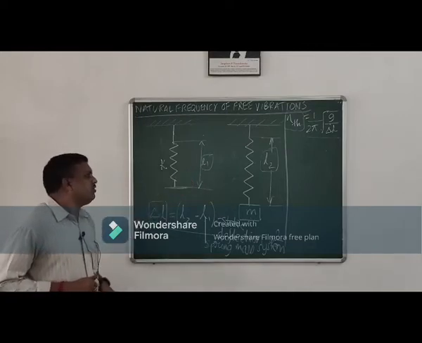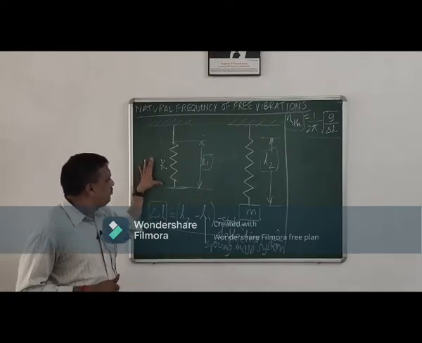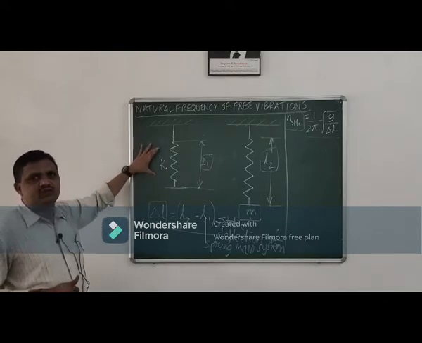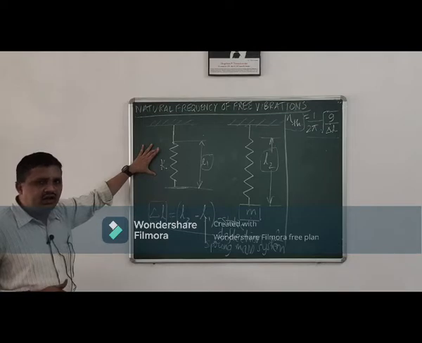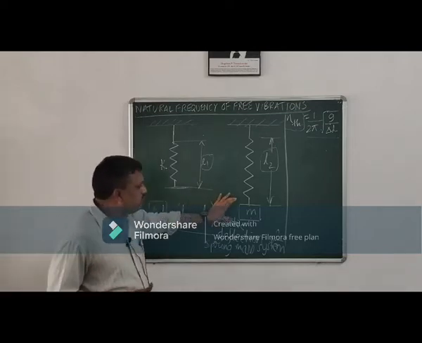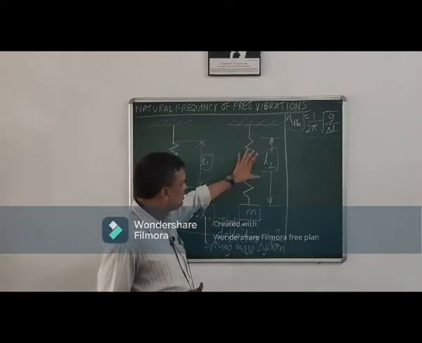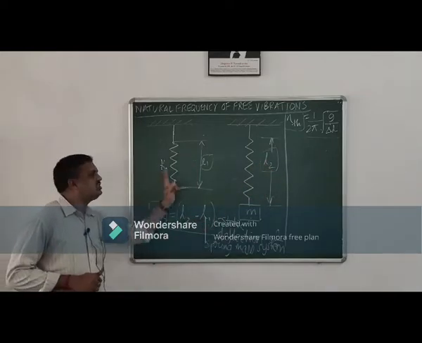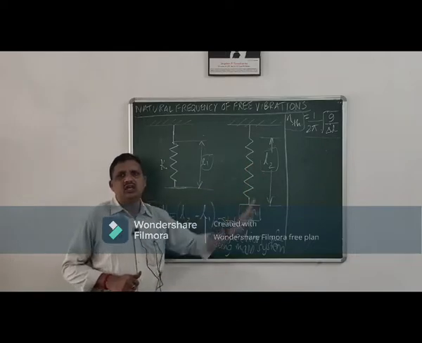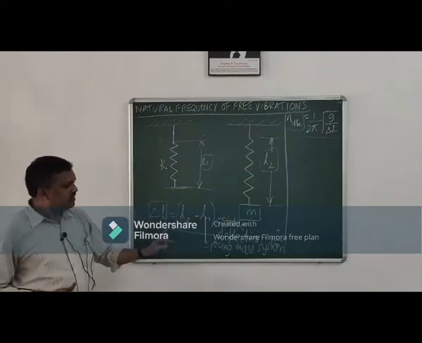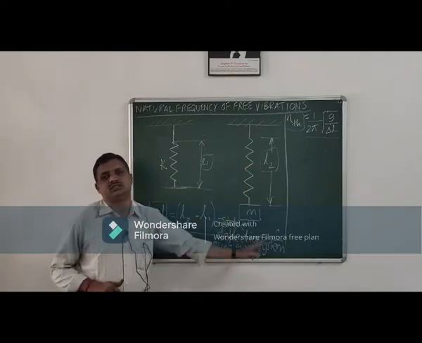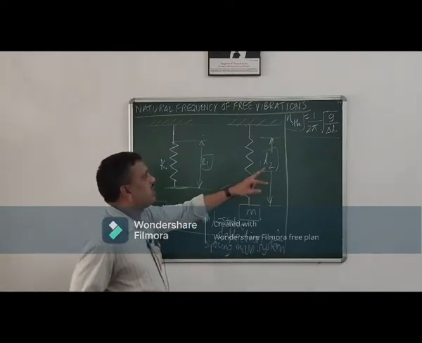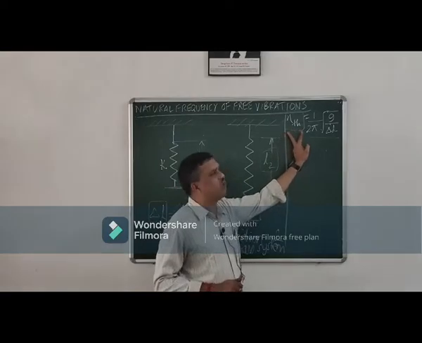Now, without attaching a mass, first we have to measure the unstretched length of the spring, and once we attach the mass to the spring, we measure the stretched length. The difference between the unstretched length and the stretched length will give you the static deflection of the spring mass system. Once we get the static deflection, substitute it in this formula.